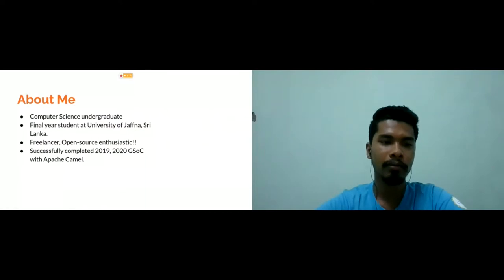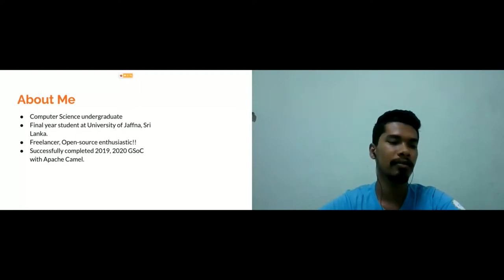First of all, let me briefly tell you about myself. As I told you earlier, my name is Nainak Mohandira. Currently, I'm a final year computer science undergraduate at the University of Jaffna, Sri Lanka. I successfully completed Google Summer of Code 2019 and 2020 with Apache Camel. Most importantly, I am an open source enthusiast like you.